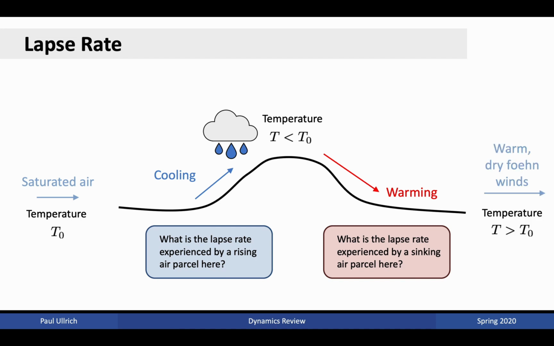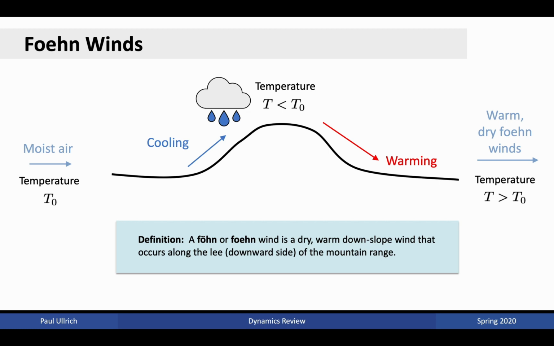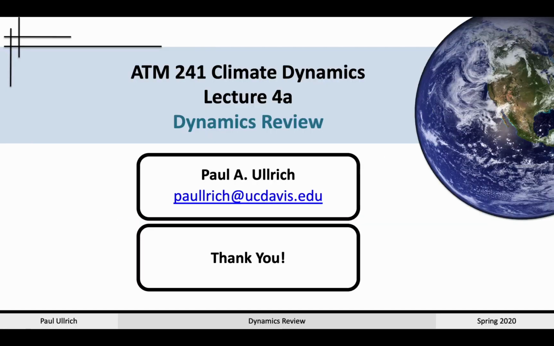So, the winds that then emerge on the leeward side of the mountain are warm winds, and in particular, the winds that are produced in this manner are commonly referred to as Foehn winds. Here, the temperature on the other side is actually going to be larger than the incident temperature. Formally, a Foehn wind is a dry, warm, downslope wind that occurs along the lee downward side of the mountain range, and it arises naturally from an understanding of moist thermodynamics of air parcels.